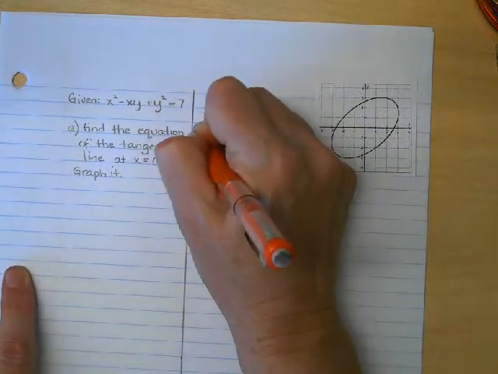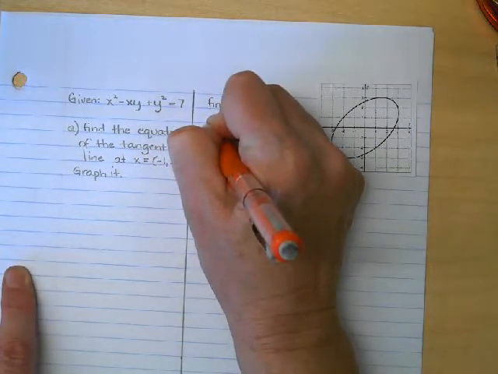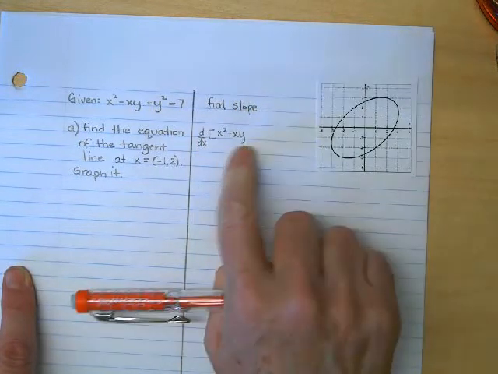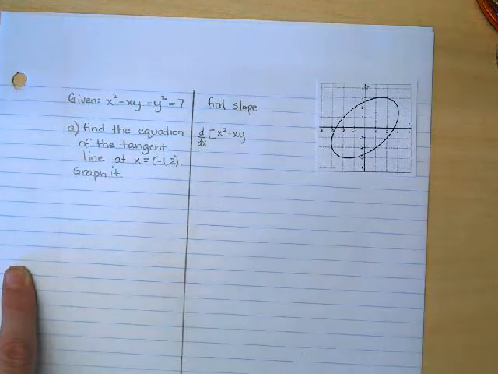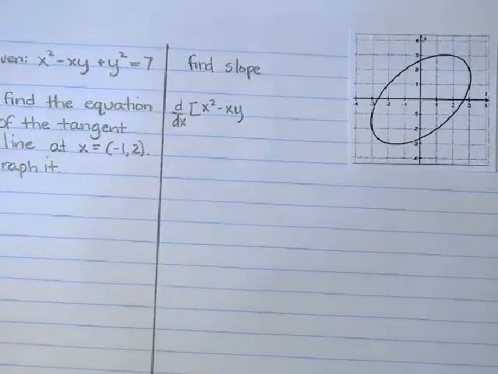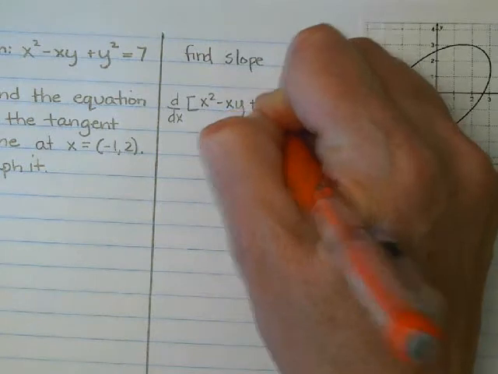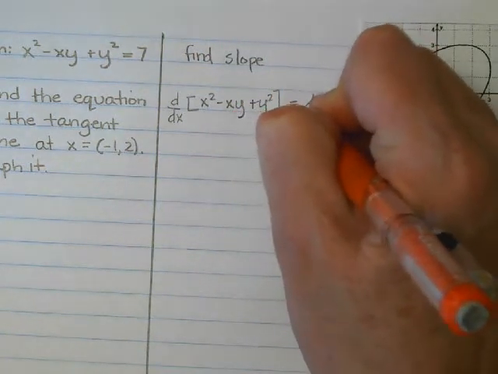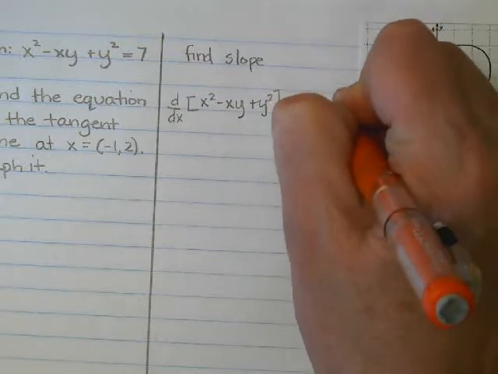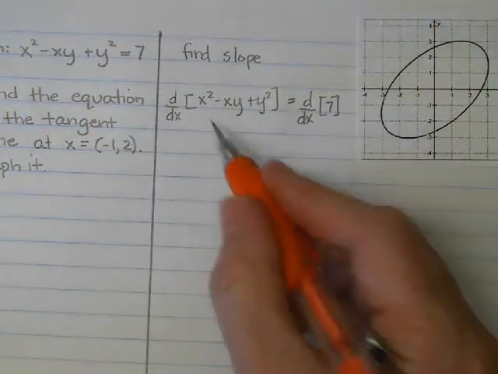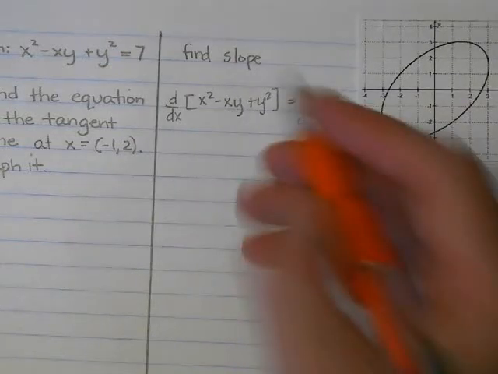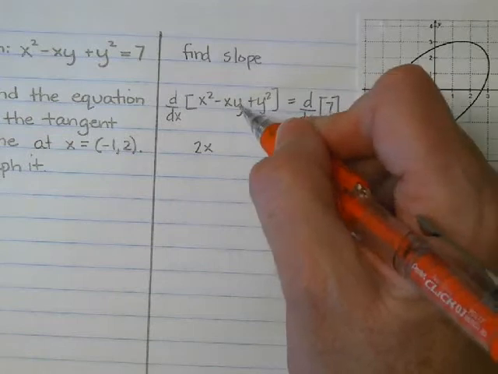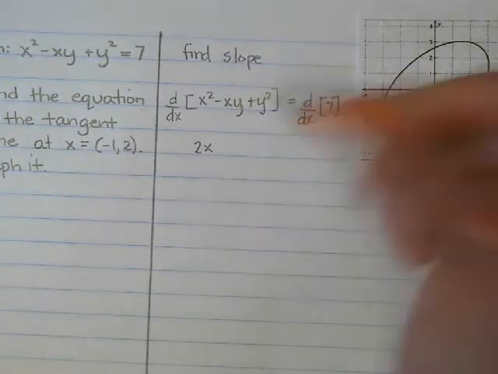Okay, so I'm going to do d/dx of x squared minus xy. For xy, I see the product rule right there. Plus y squared equals d/dx of 7. Okay, so now let's go through. The derivative of x squared is 2x. And you'll start to notice the same one keeps coming up.